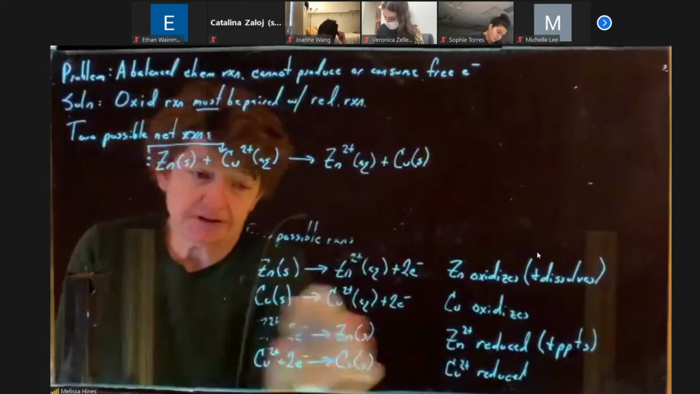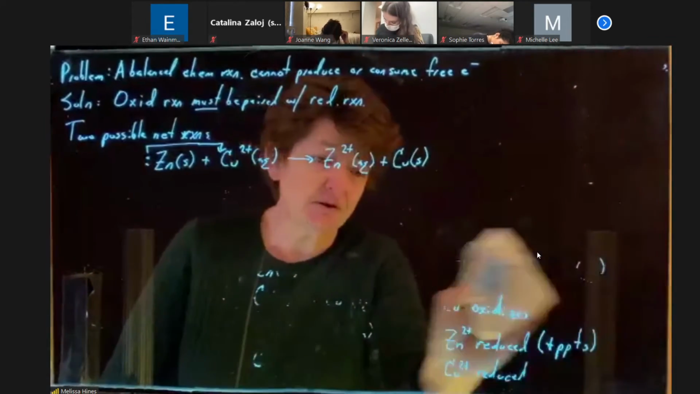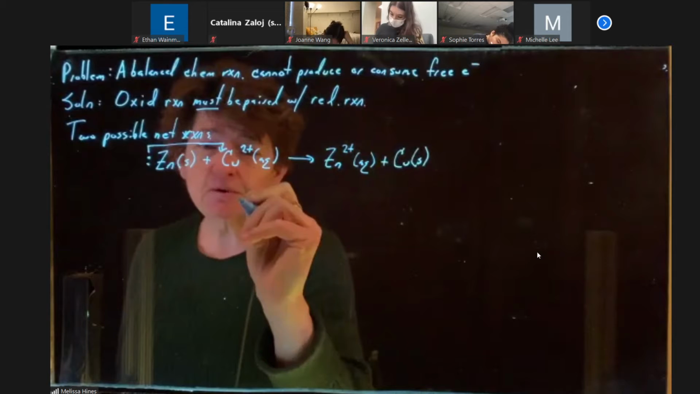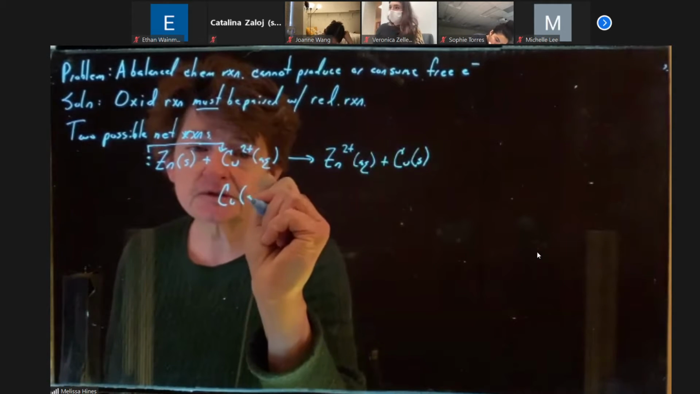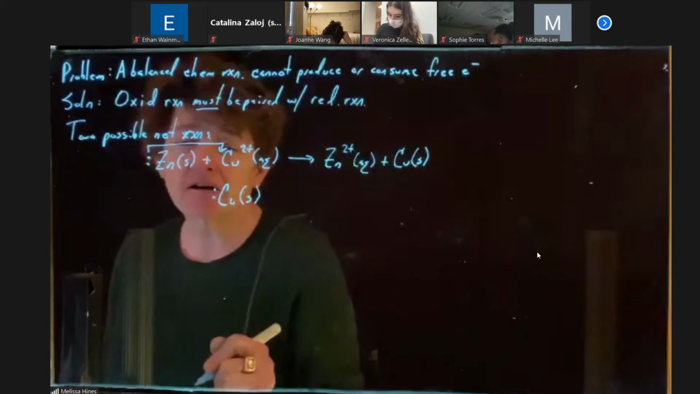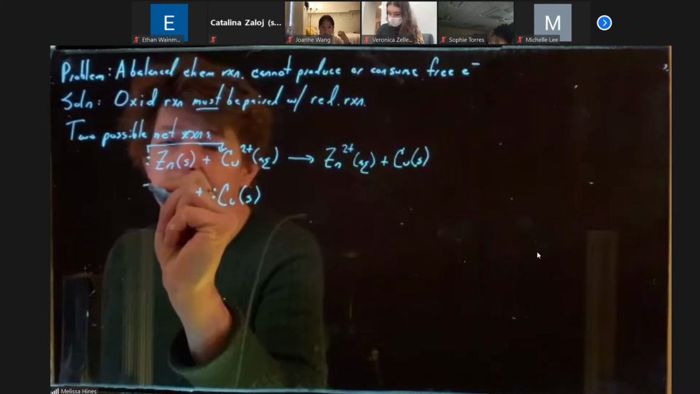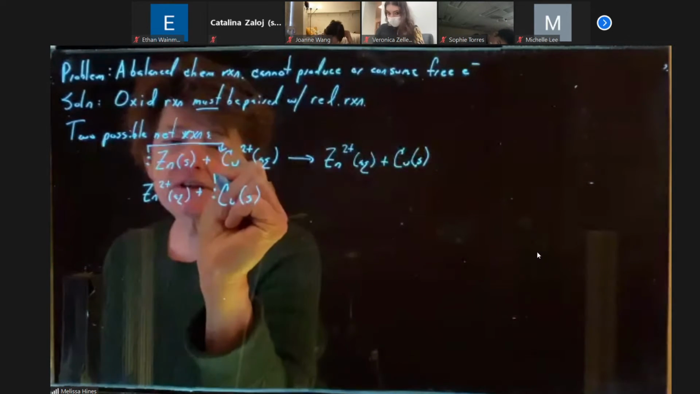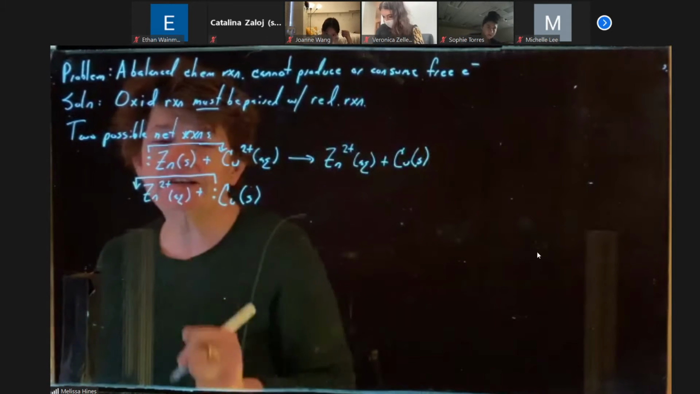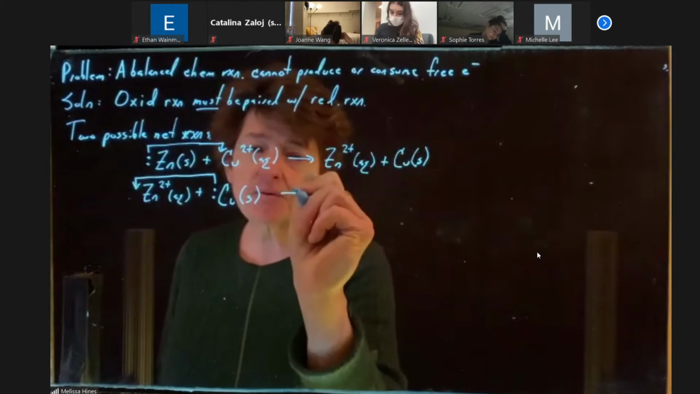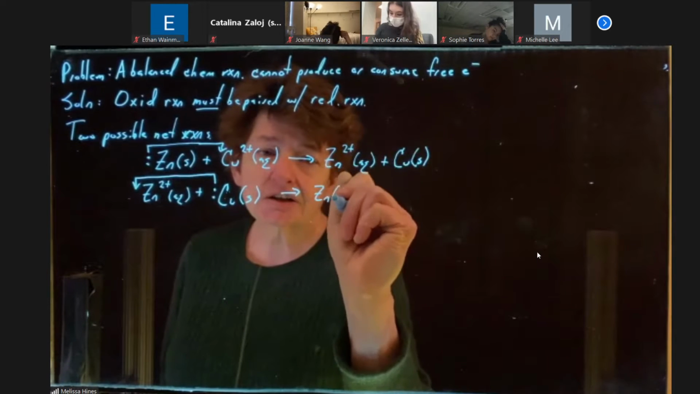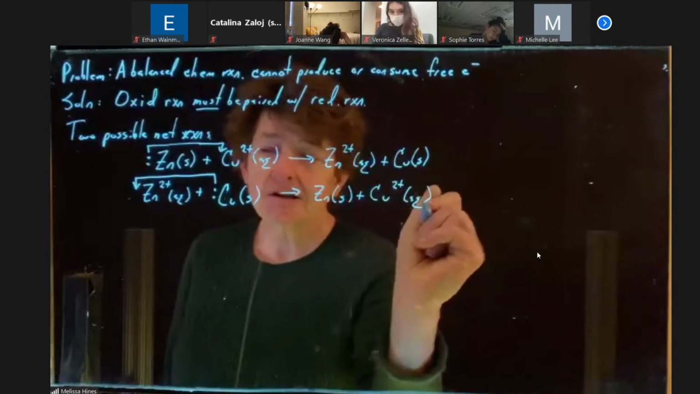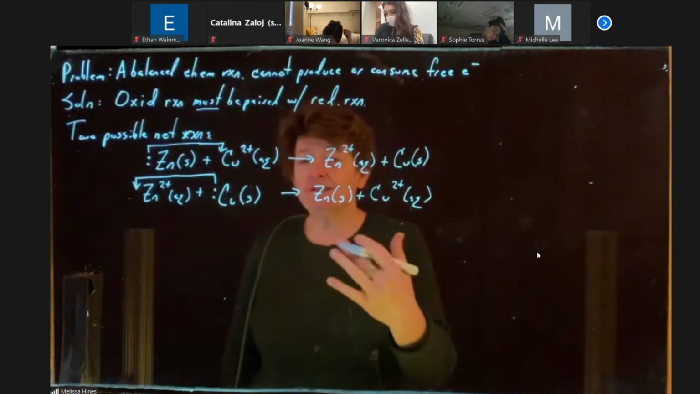Now the other possibility is basically going to be the reverse of this. Maybe we'll start with solid copper. So solid copper has a pair of electrons, and maybe the solid copper is going to give its electrons to the zinc 2+ ions. Okay, so in this case, the electron transfer is going in the opposite direction. And in this case, we would be producing solid zinc plus copper 2+ aqueous ions.